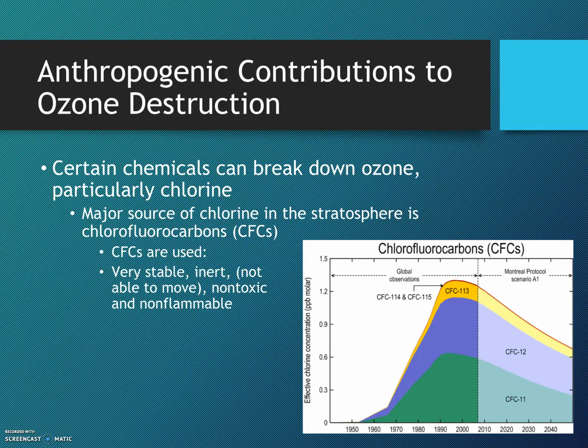Certain chemicals can break down the ozone, particularly chlorine. So chemical catalysts can break down ozone. Chlorine is our main one. The major anthropogenic source is CFCs. Okay, so we have our chlorofluorocarbons. They're used in refrigerators, air conditioners, propellants. Chlorofluorocarbons are stable, inert, non-toxic, and non-flammable, so they were a great thing for us to use. But it does not change when escaped.